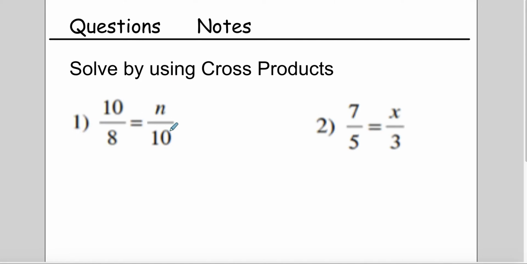Because I know that cross products have the same value, I know that I can take this 8 times that n. This would become 8 times n. And I know that it's going to equal or have the same value as taking this cross product of 10 times 10. 10 times 10 is 100. 8 times n is 8n. And that would get me this equation.